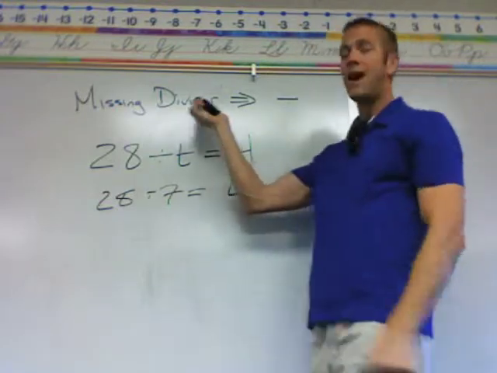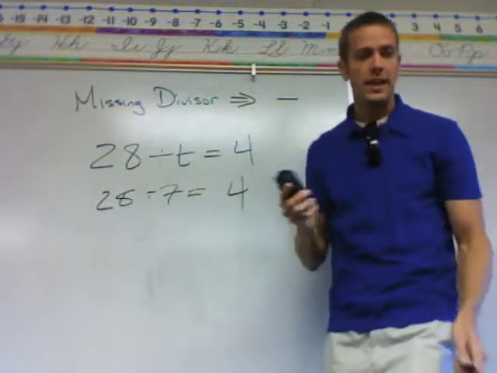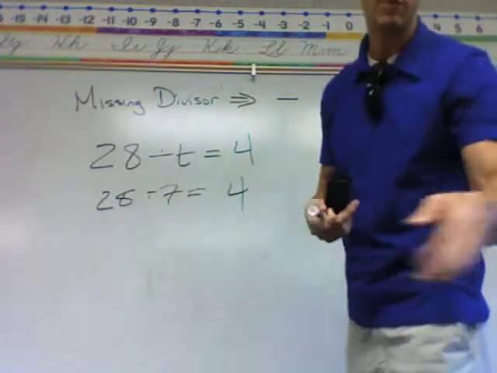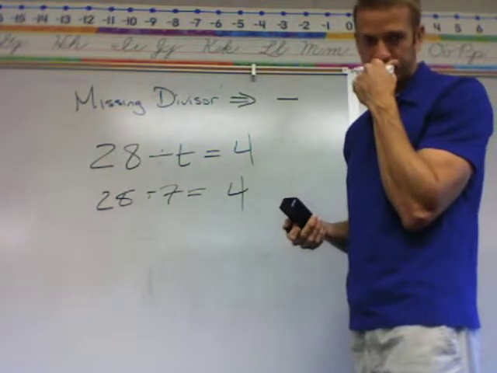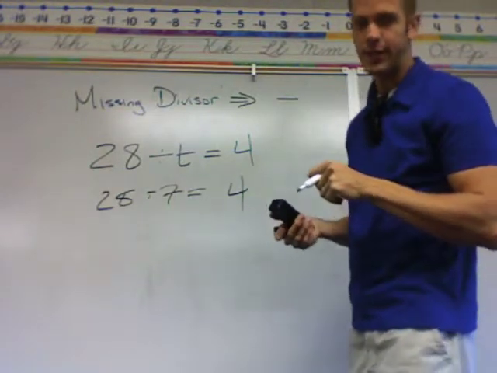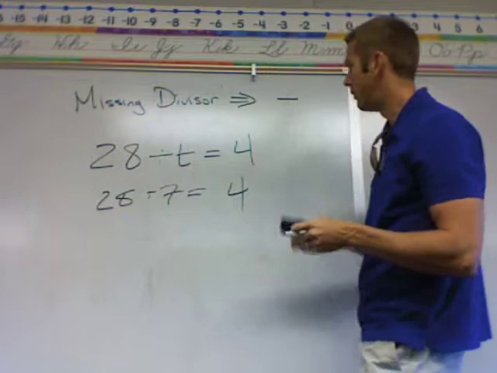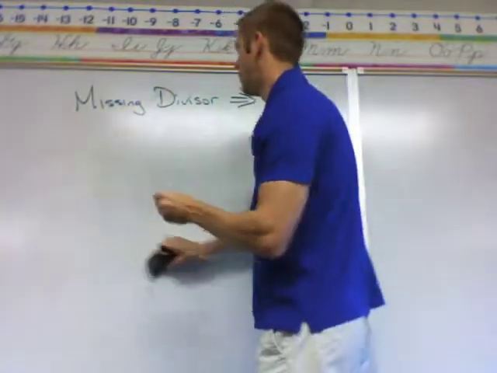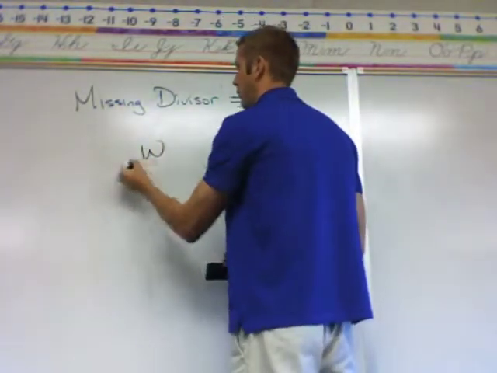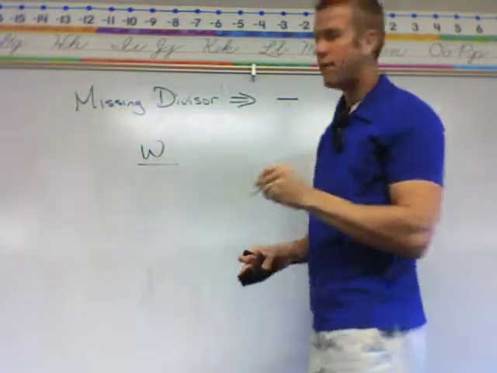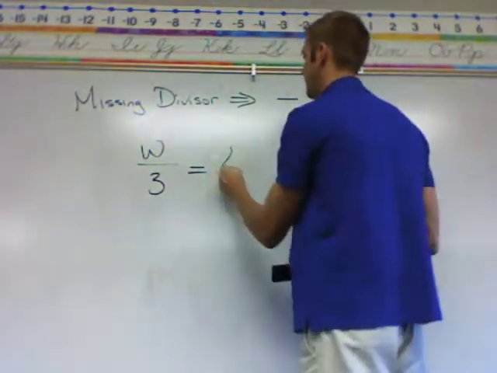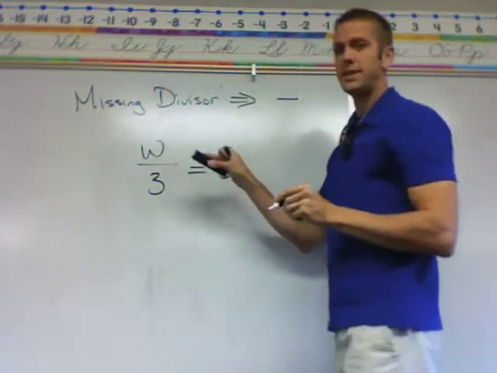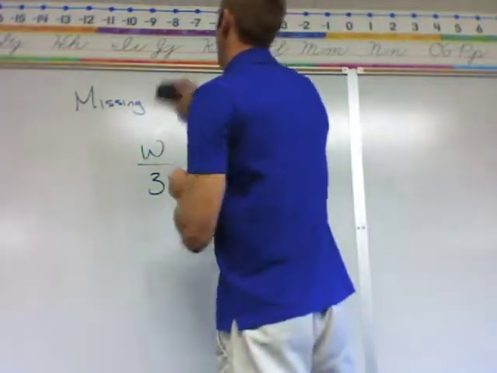All right. That was with a divisor. Okay? Let's do one where the quotient is missing. Number 4. Or sorry, not the quotient. Let's do one where the dividend is missing, like on number 4. Number 4 says W divided by 3 equals 8. Now you don't have a missing divisor, you have a missing dividend.